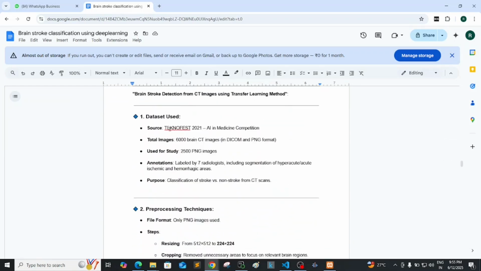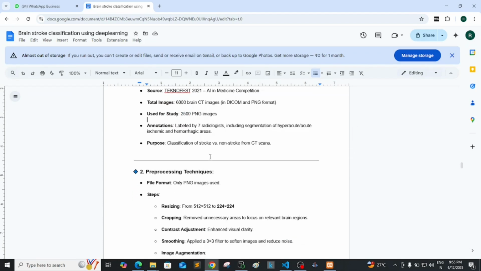Okay, this is called Technofest 2021. And AI medicine competition, one of the competition datasets they are using, and they have around 6,000 brain CT scan images in DICOM format, and used for the study are actually 2,500 images. Total 6,000, but 2,500 images they are using, and it contains around 7 different classes, we say.